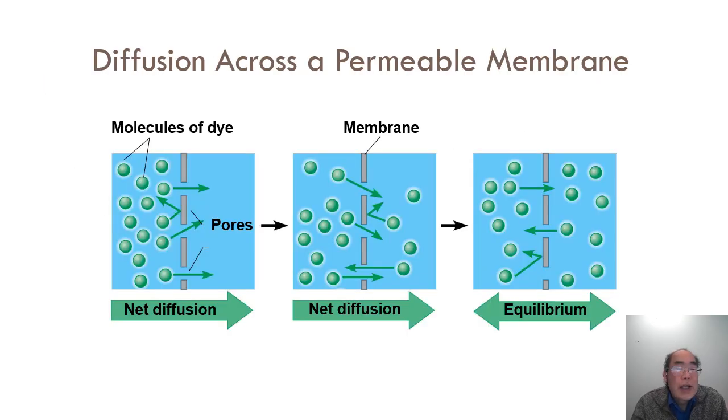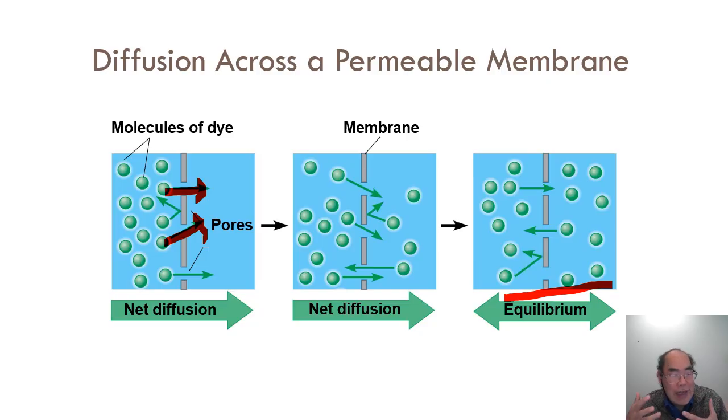All right, next we have diffusion across a permeable membrane. Pictured on the left, we have a high concentration of particles on the left side of the membrane, and the membrane has pores. And over time, the particles are diffusing through the pores, and then eventually the concentration of particles on both sides of the membrane will be the same. So we call that equilibrium.